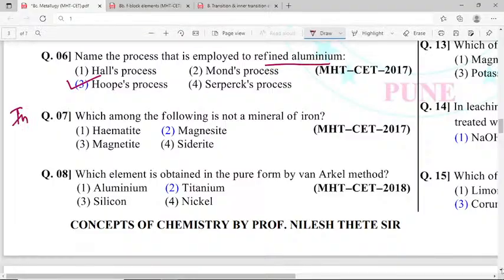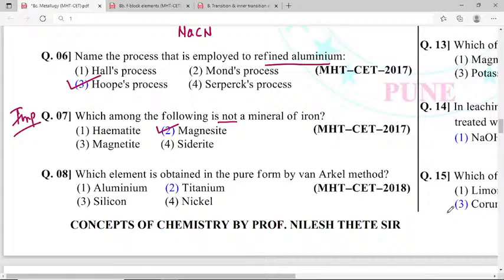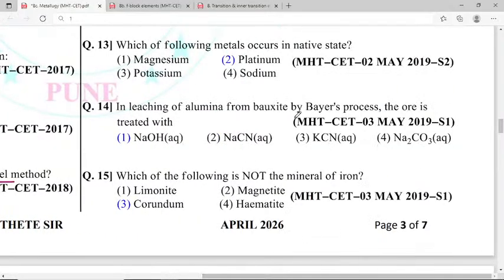IMP question, very important question. Name the one that is not a mineral of iron. Magnesite. Magnesite is not a mineral of iron. IMP question. Which among the following is not a mineral of iron? Magnesite. Which element is obtained in the pure form by Van Arkel method? Titanium. Titanium is a metal obtained by the Van Arkel method, a purification technique.